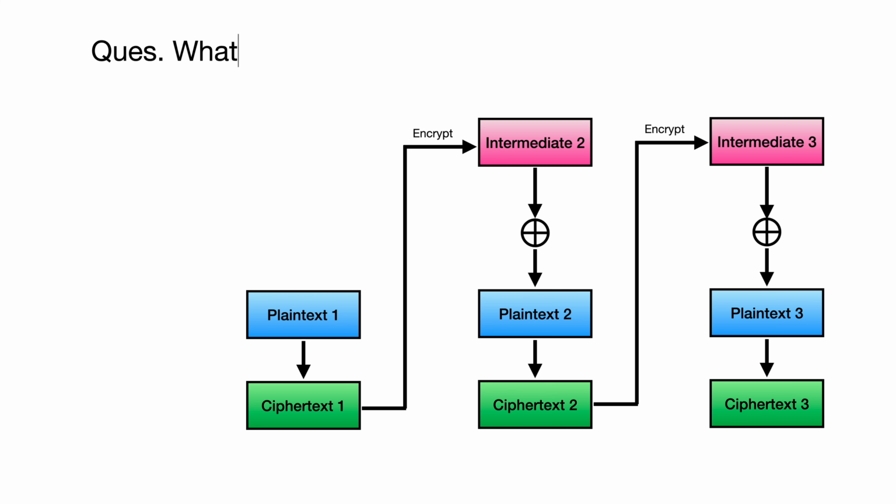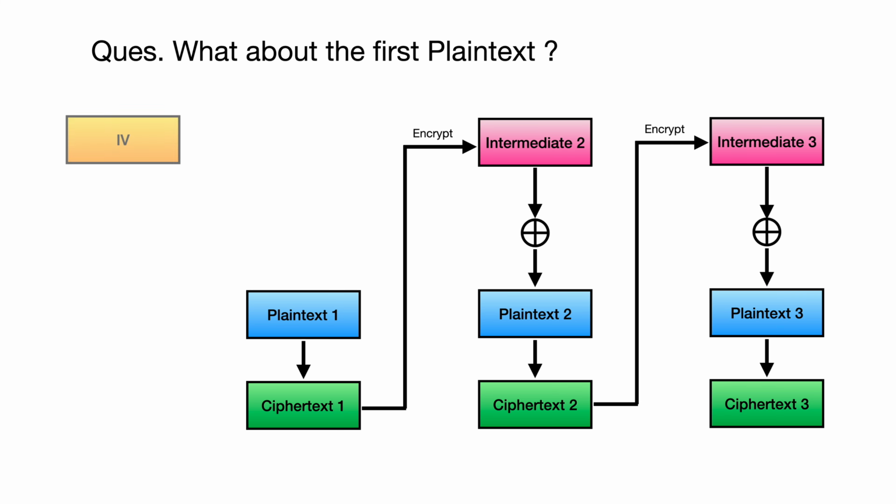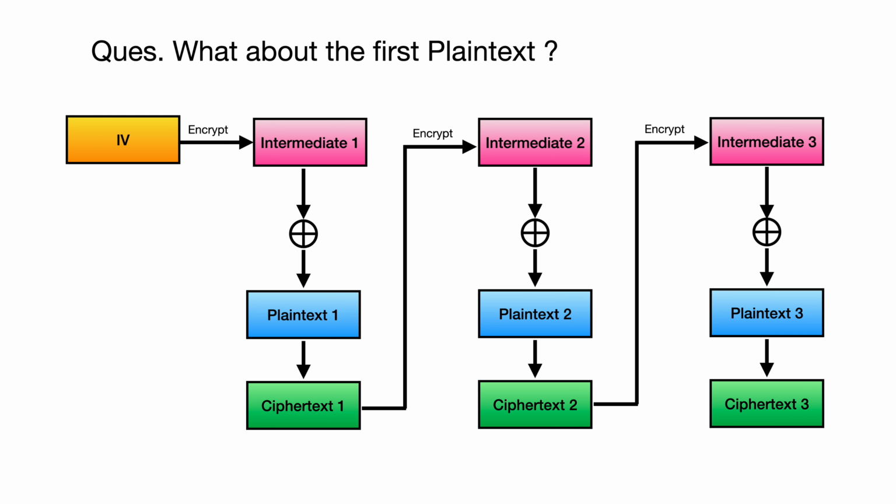Now the question arises, what about the plaintext 1? So for the plaintext 1, we employ an initialization vector which is publicly known to the sender and the receiver and also all of the attackers. So this IV is encrypted using the block cipher and it forms the intermediate 1. Then this intermediate 1 is XOR'd with plaintext 1 to form the ciphertext 1.